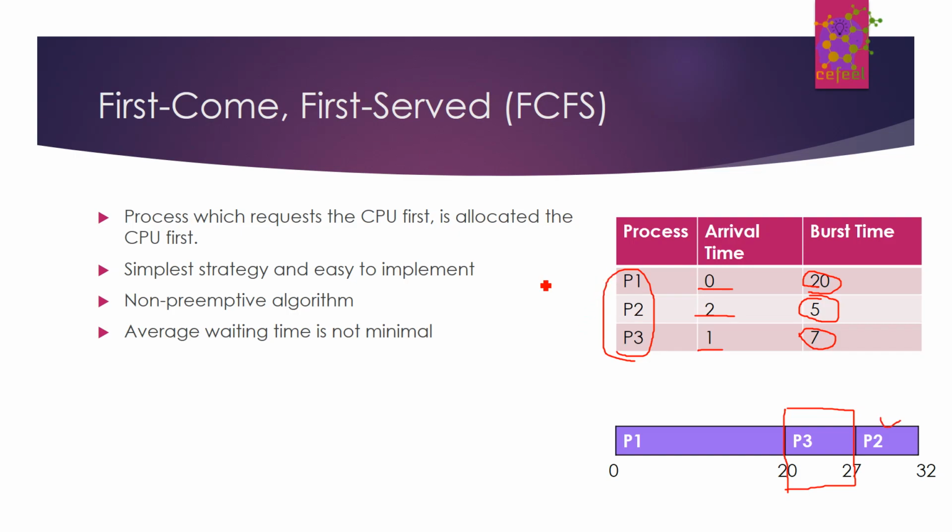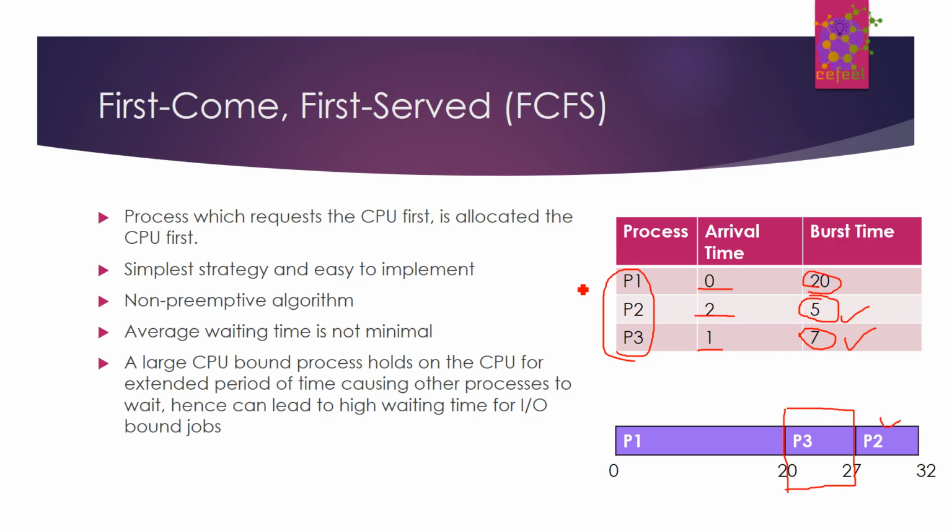Notice what happens. Even though P3 and P2 were very small, of sizes 7 and 5, we still assigned the CPU to P1, and P3 and P2 were made to wait a long time. In fact, P1 didn't have to wait, so the wait time for P1 is 0.